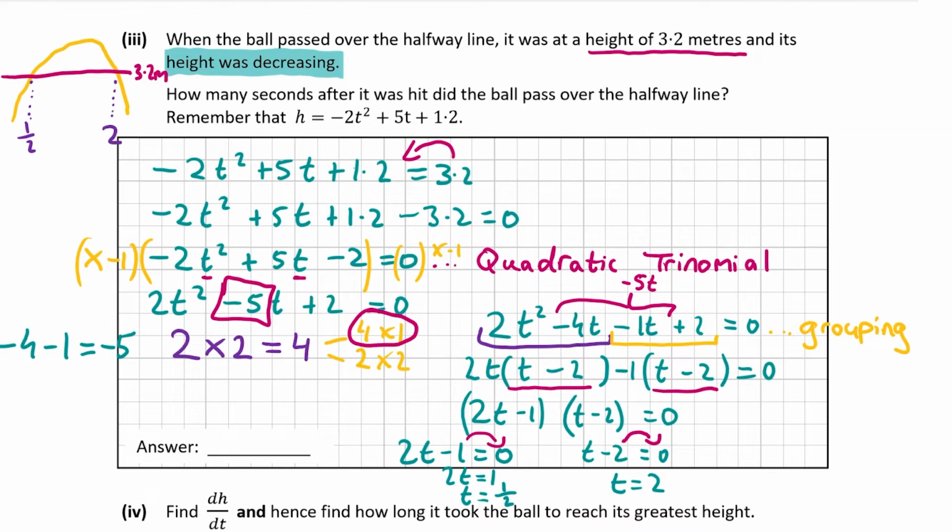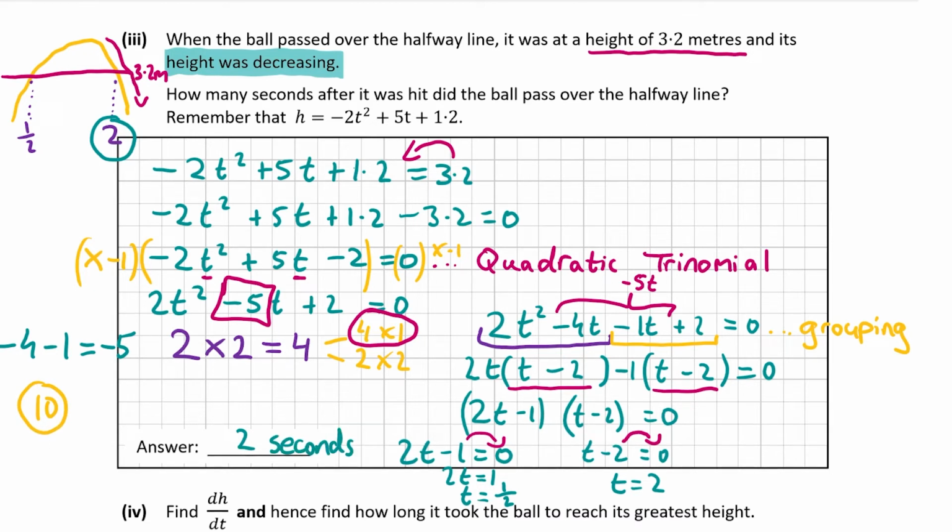So which is the answer we're looking for? Well, it's telling us that we want it when the height is decreasing, which I've highlighted up at the top. So it's going to be decreasing here as the height is getting smaller and smaller, all the way down to 0. So that means it must be the 2. So after 2 seconds, the height is 3.2 meters and it's decreasing. So the answer is 2. So that's the answer for A part 3, and that was worth 10 marks. Don't forget your units, and then the answer is 2 seconds.